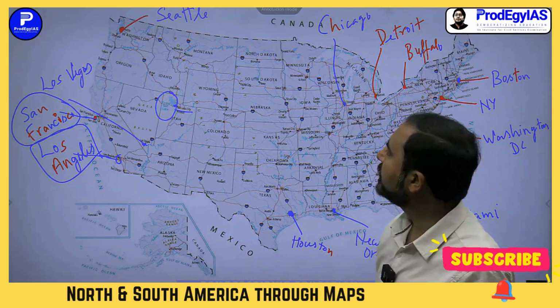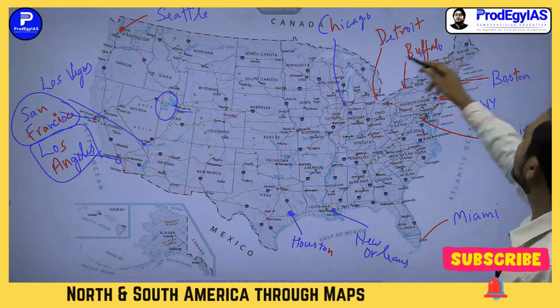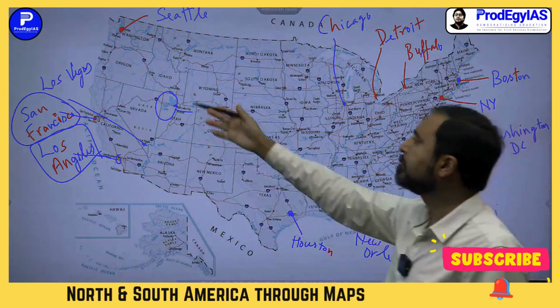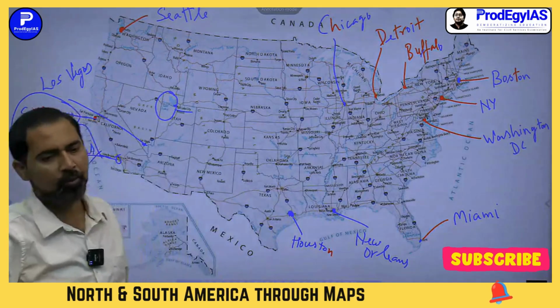So they are important cities. I think 1, 2, 3, 4, 5, 6, 7, 8, 9, 10, 11, 12, means around 12 to 13 cities are there that you have to locate. Okay.